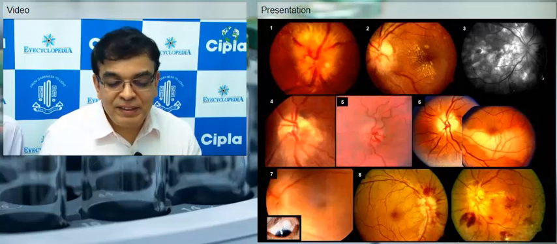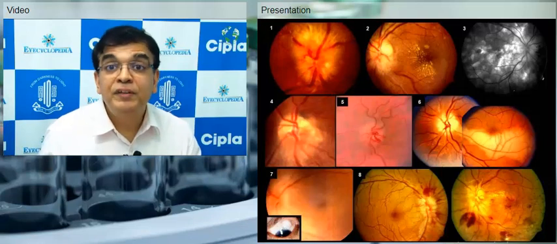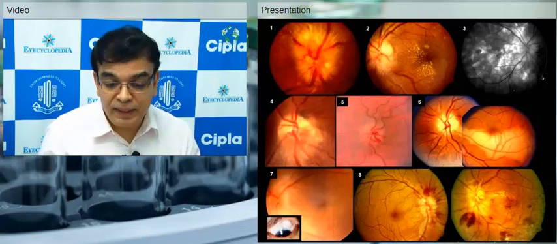Picture number 7 is a patient with a disc swelling, macular edema as well. The whole posterior pole looks a little swollen up, and this is a patient who had a trabeculectomy. You can see the trab there, so obviously this is hypotony, which can also cause disc swelling.